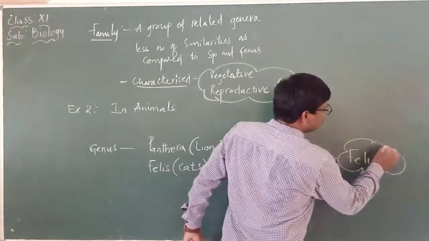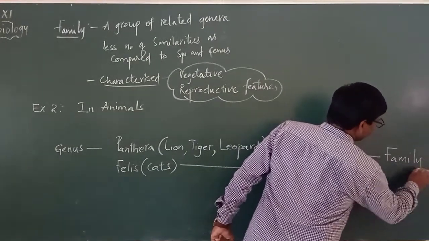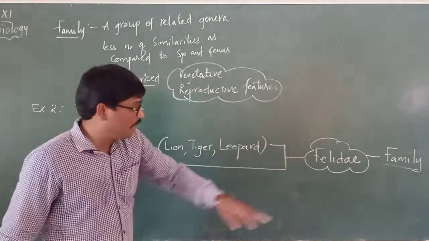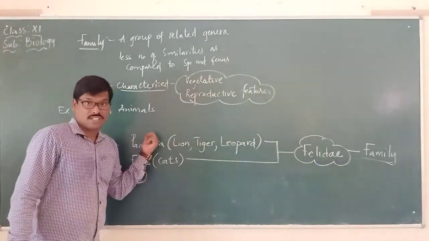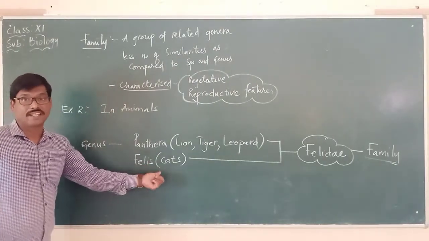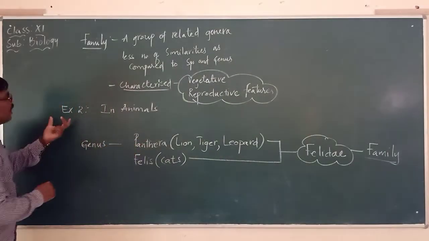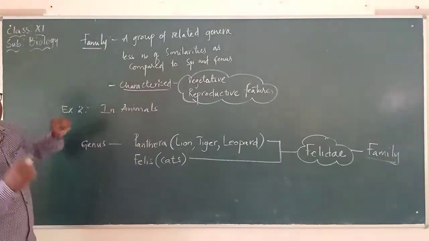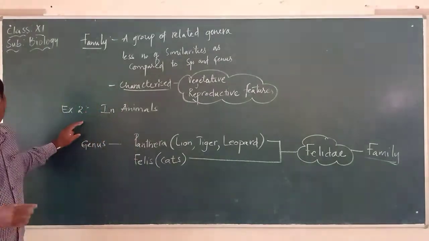So what is Felidae? It is a family. The Felidae family consists of the Panthera genus and also the Felis, which is regarding the cats. And here we have understood about the family by taking plants and animals: plants as the first example and animals as the second example.